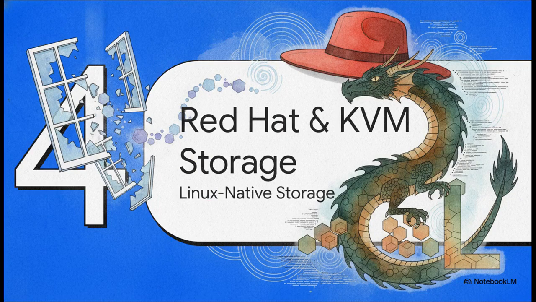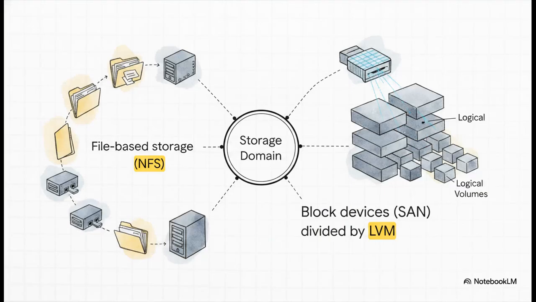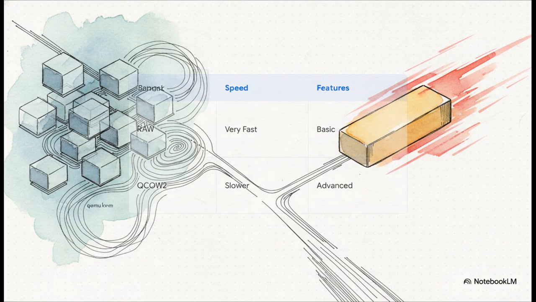Section 4. Red Hat and KVM storage. Leaving the Windows world entirely, let's look at Red Hat Virtualization. They utilize what they call storage domains. Now, these can either be file-based on NAS systems like NFS or block-based on SANs. But when you use block storage, things get really interesting. The devices are aggregated and smoothly divided into logical volumes by the Logical Volume Manager, or LVM, for use as virtual hard disks. Within this LVM ecosystem, virtual disks typically use one of two main formats.